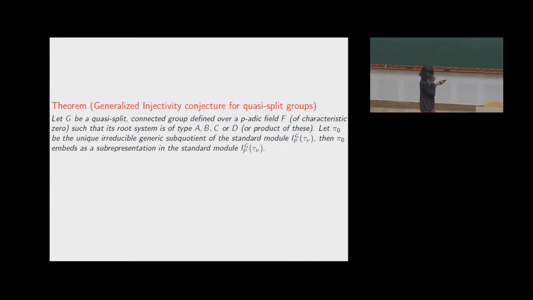So now you can understand the statement. You have all the definitions to make sense of it. I will consider a quasi-split connected group over a p-adic field of characteristic 0. For the moment, I will just consider the root system of type ABCD, or you can take a product of such groups as well. Let pi0 be the unique irreducible generic subquotient; then it has to be a subrepresentation in the standard module.